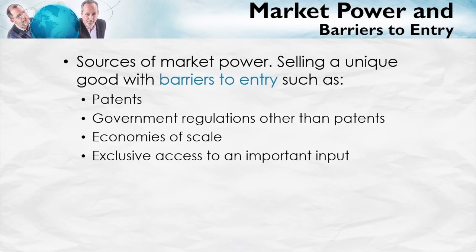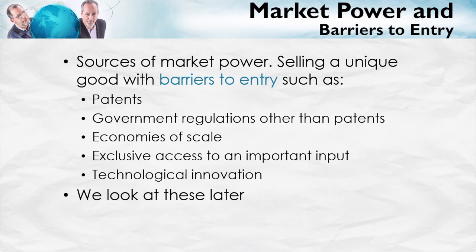Exclusive access to an important input. Diamonds, for example, are found in only a few places in the world. If you control a number of these diamond mines, you can monopolize the market for diamonds, or you will have market power in the market for diamonds. Technological innovations can give a firm temporary market power. A firm with knowledge or abilities that other firms don't yet have will have some market power, for example. Now, we'll say a little bit more about these later. What we want to do now is to focus on how a firm with market power chooses to set its price. What is the profit-maximizing price?